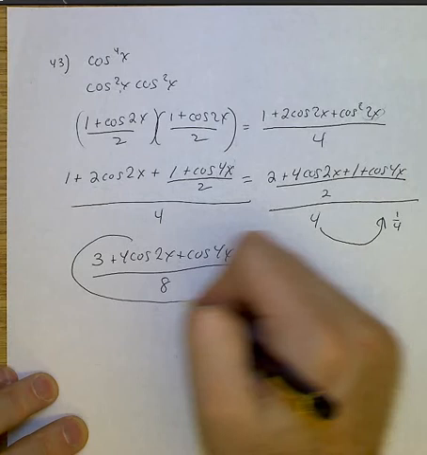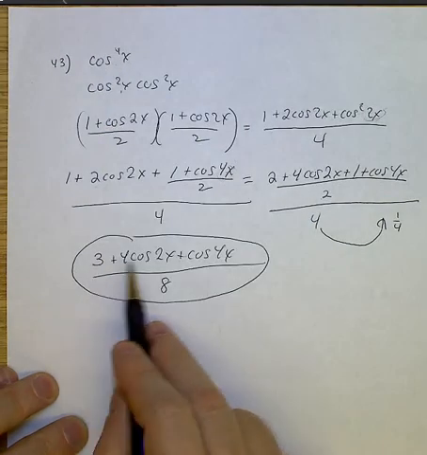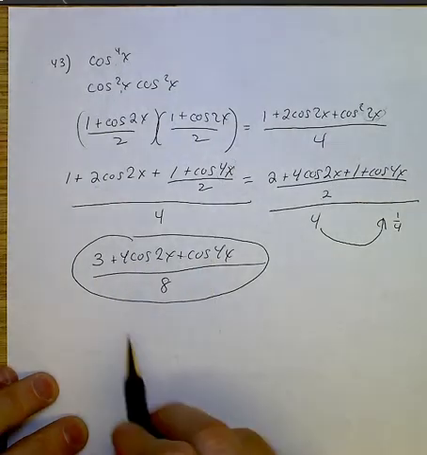And that's your answer. We've now taken cosine to the 4th x. We have no exponent greater than 1, and we have a sum of terms. So that would be your answer.